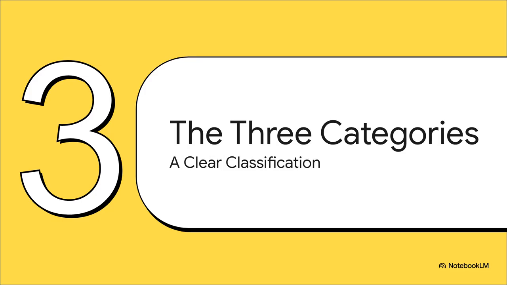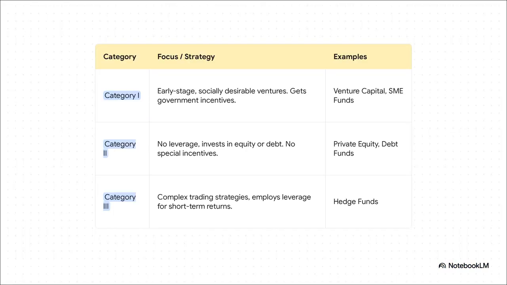So, you can imagine the world of AIFs is pretty huge and complex, right? Well, to make it easier to understand, SEBI has helpfully sorted them all into 3 main categories, and it's all based on what they invest in and what they're trying to achieve. And this table, this is a fantastic summary of the whole AIF universe.